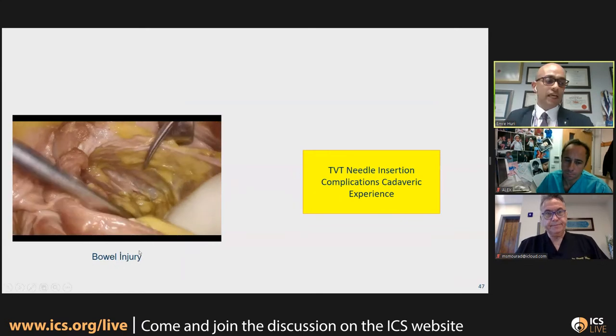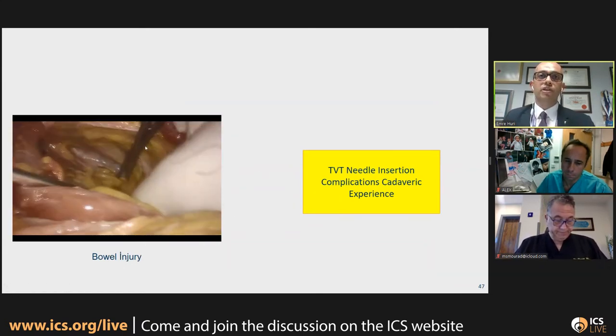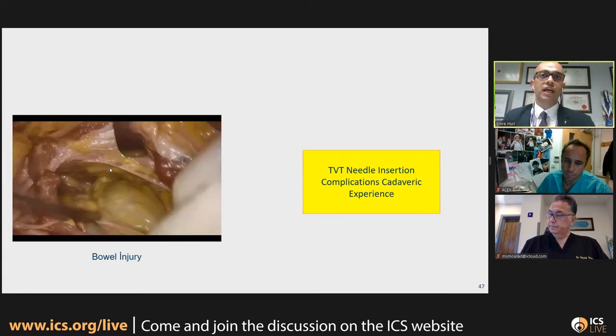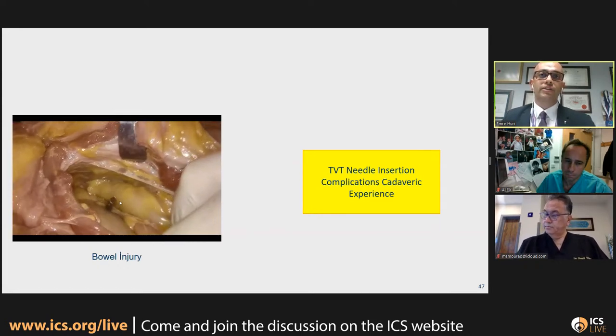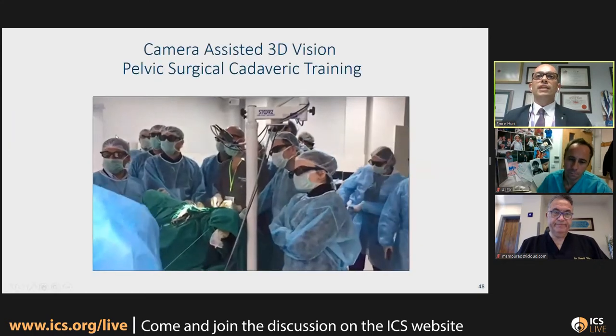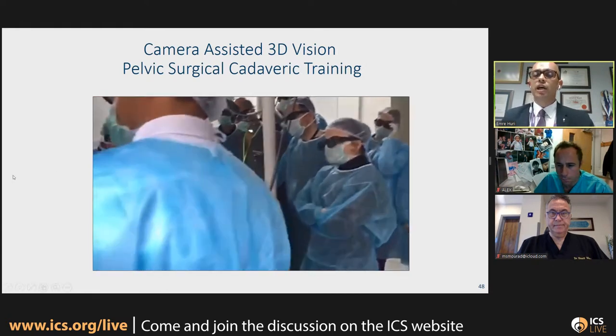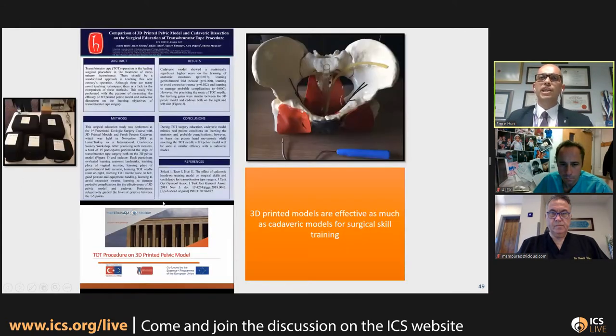This is one of the potential complications, a bowel injury. Then you see for the TVT procedure, the trocar goes directly into the bowel. Yes, and also we can use some camera-assisted 3D vision for better visualization.